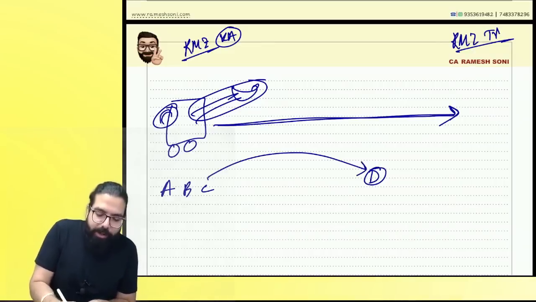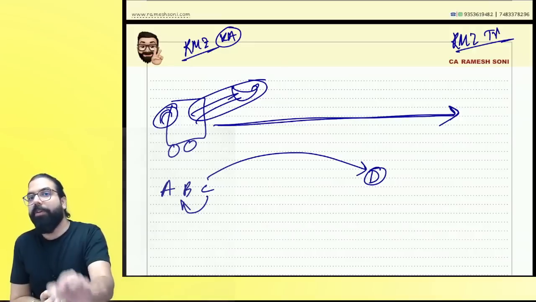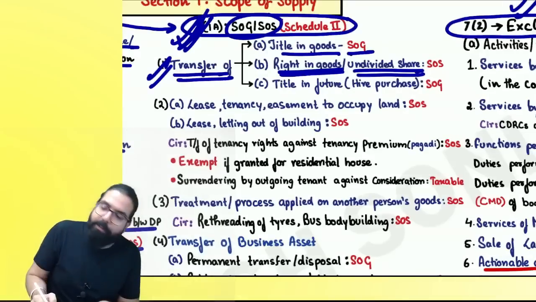When you transfer the right to someone else, you're not transferring goods. You're just giving the rights, and rights are what, everyone? Service. Can we go ahead, everyone?